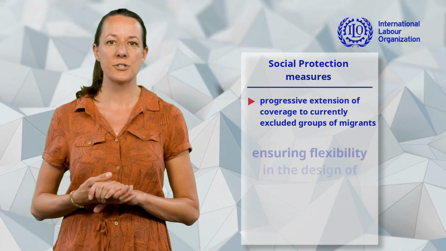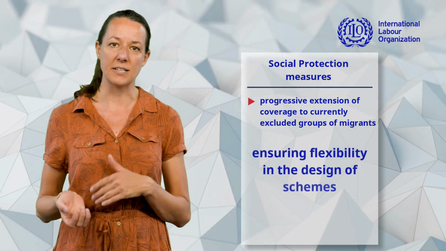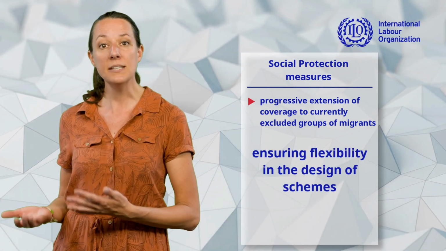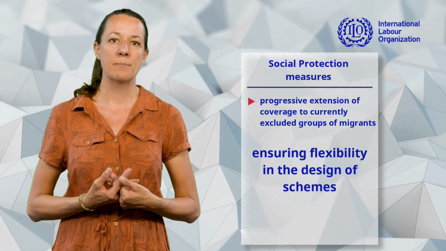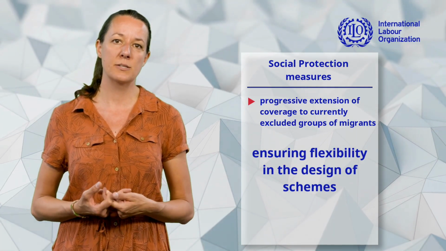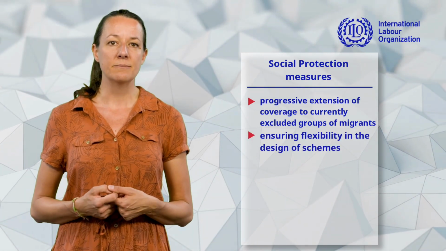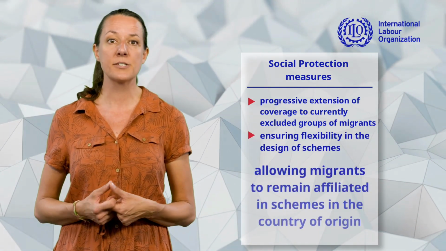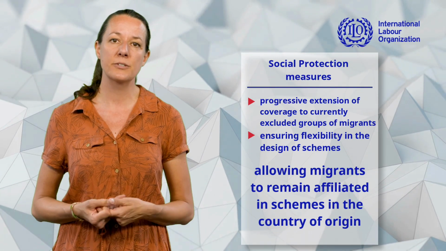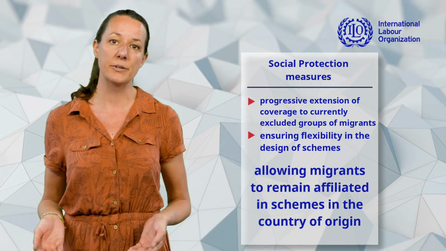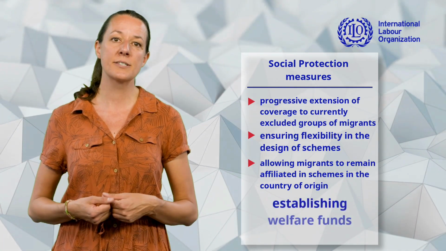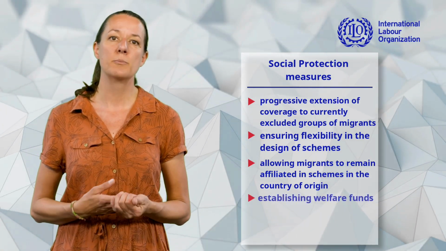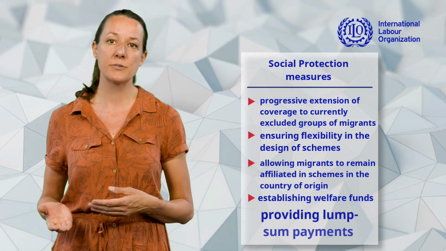2. Ensuring flexibility in the design of schemes to allow migrants to meet the qualifying conditions and minimum requirements. For example, authorizing the payment of benefits abroad. 3. Allowing migrants to remain affiliated in schemes in the country of origin, in particular for temporary migrant workers. 4. Establishing welfare funds. 5. Providing lump sum payments or end-of-service benefits, and more.